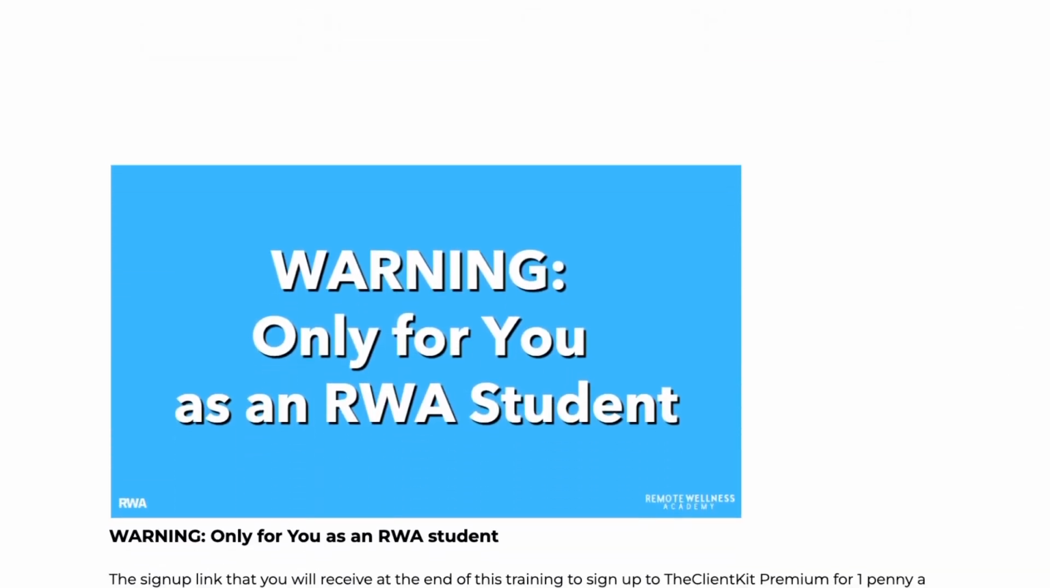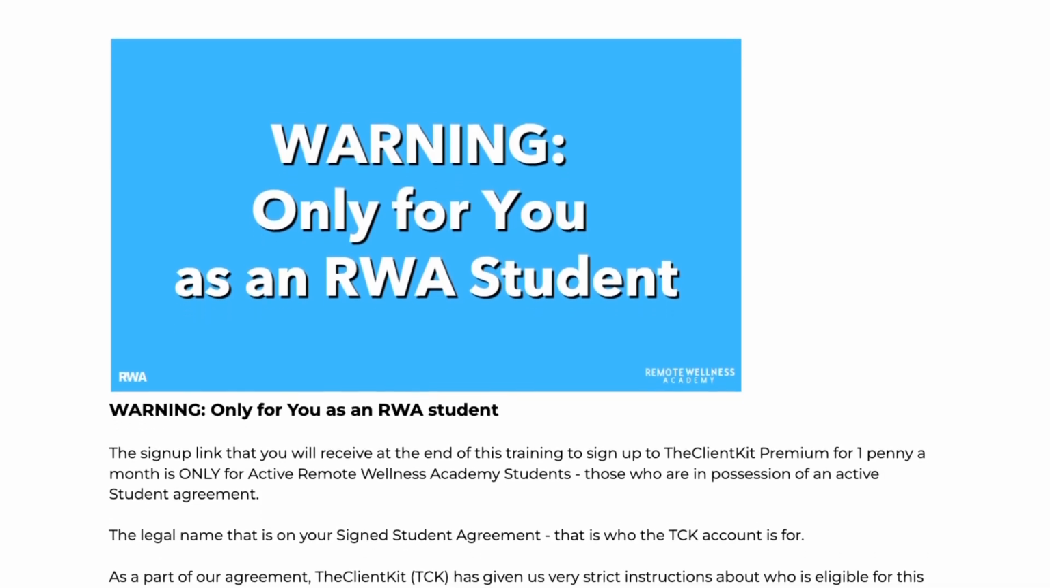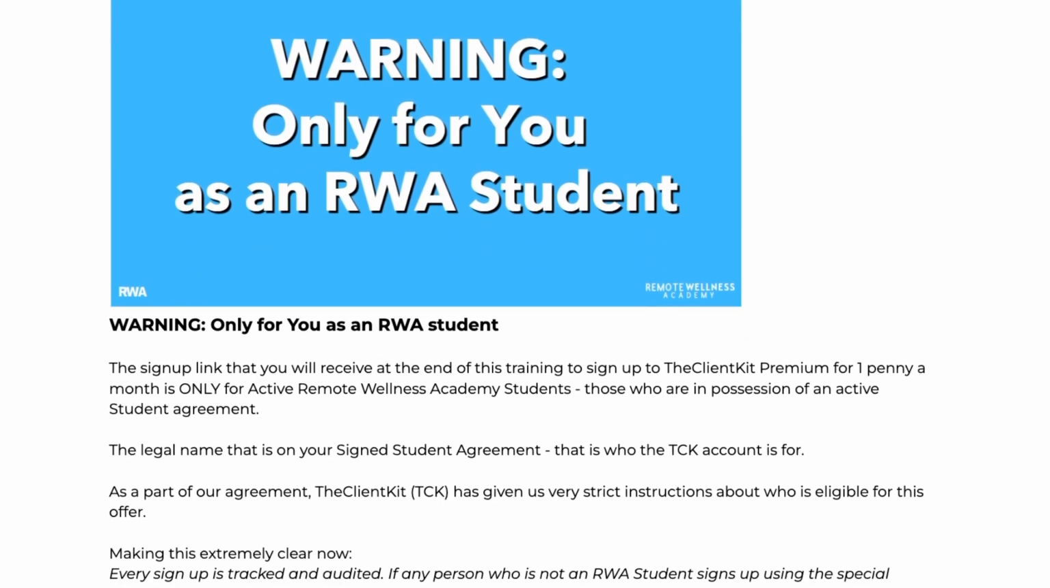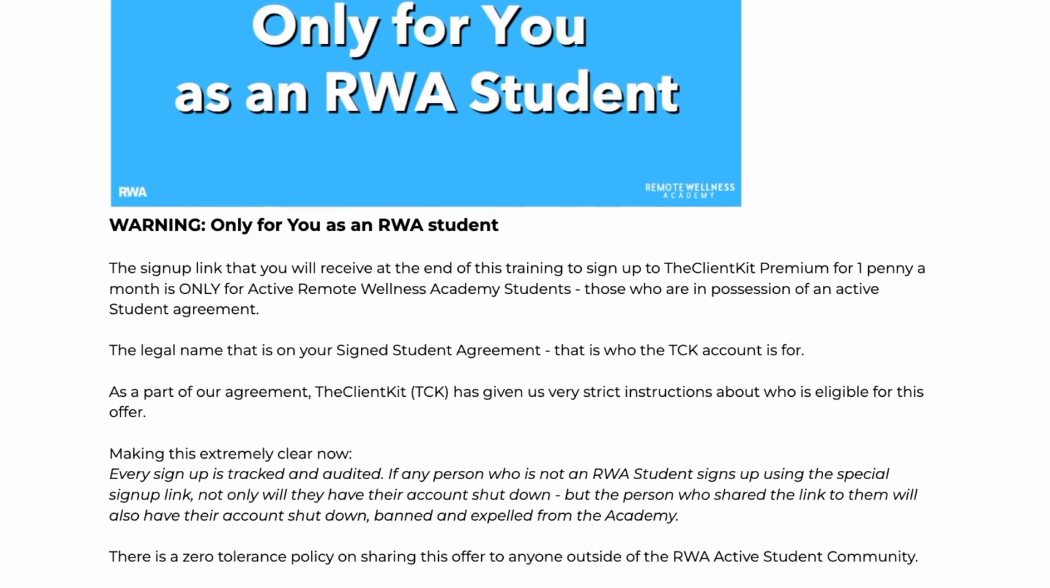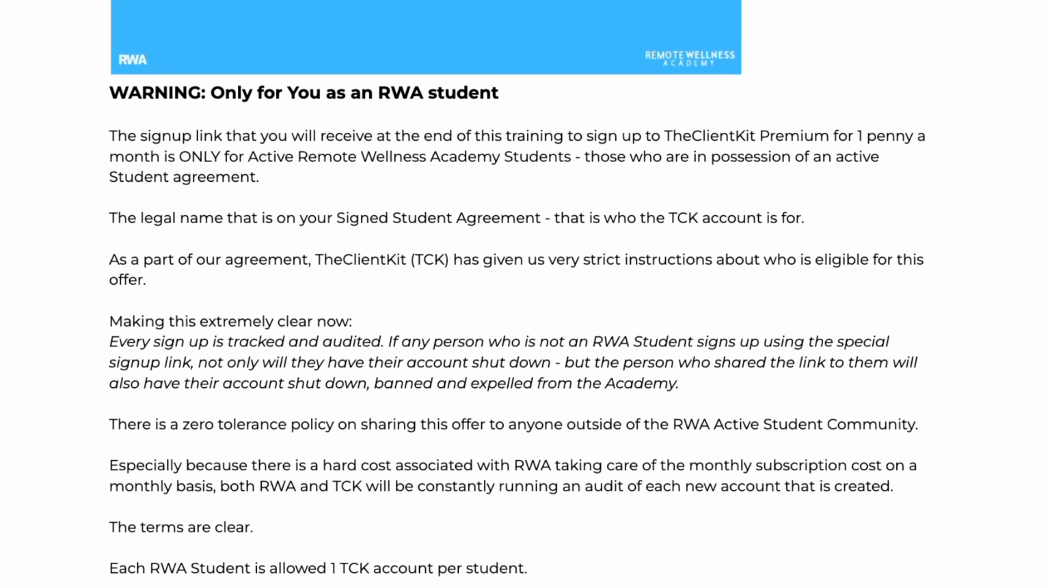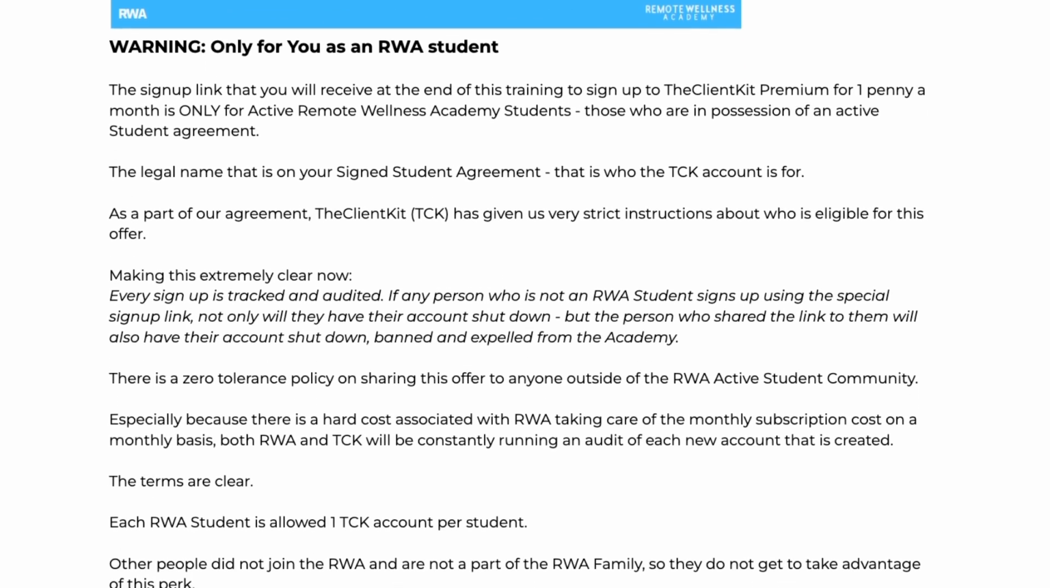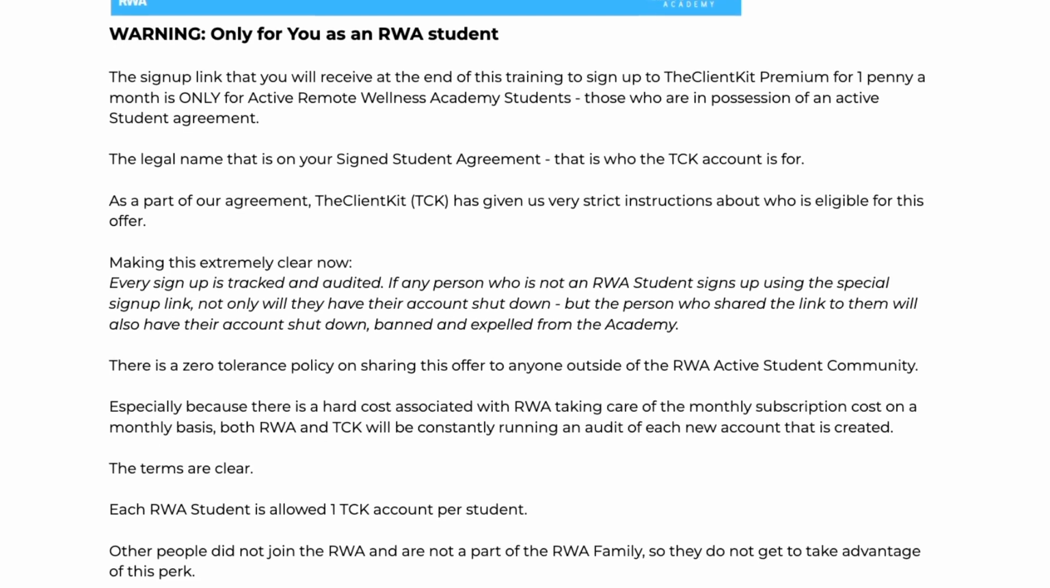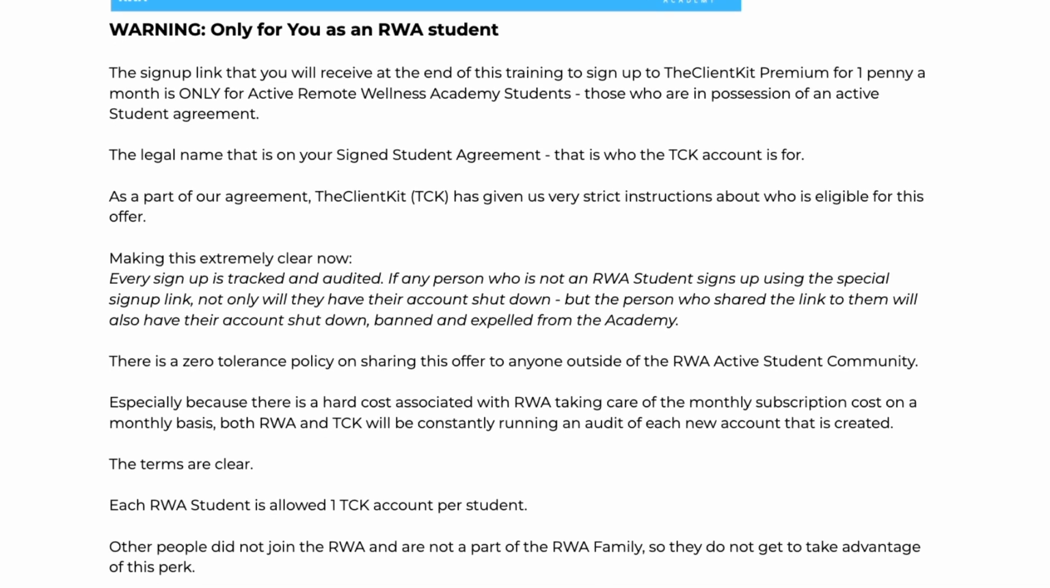So the first thing, warning, only for you as an RWA student. Okay, so the sign up link that you're going to be receiving at the end of this training to sign up for the Client Kit Premium for $1 a month is only for active Remote Wellness Academy students, those who are in possession of an active student agreement. The legal name that is on your signed student agreement, that is who the TCK account is for.